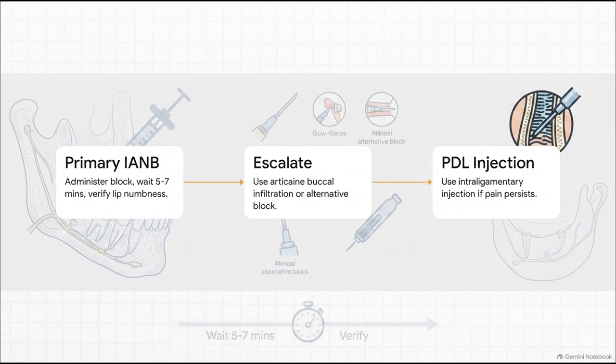Then, and this is absolutely crucial, you must wait 5 to 7 minutes and verify lip numbness. Seriously, do not rush this part. If the lip isn't numb, you missed the primary target. But if the lip is numb and the tooth is still hot, immediately move to Step 2, escalate. This means throwing in a targeted buccal infiltration or trying an alternative block like a Gow-Gates or an Akinosi. Now, if the pain still persists when entering the dentin, you move confidently to step 3, the intraligamentary or PDL injection.